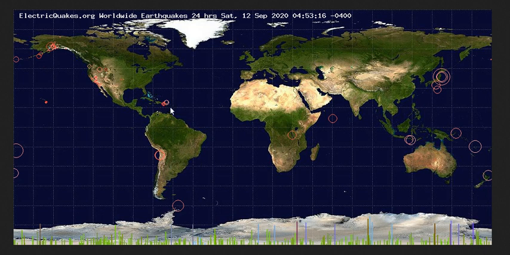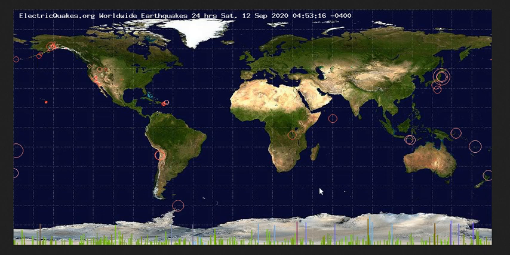And the color of the circle also indicates the relative time of the quake in the 24-hour period. A darker red circle happened at an earlier part of that time. The lighter and brighter the circle, the more recent the earthquake. So in other words, this earthquake would have happened earlier than a darker red earthquake here.